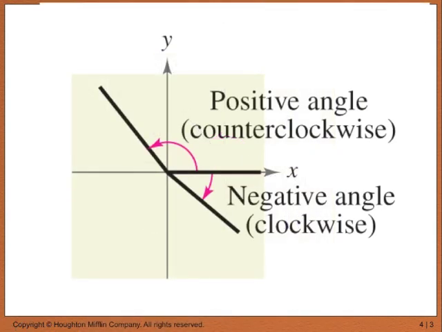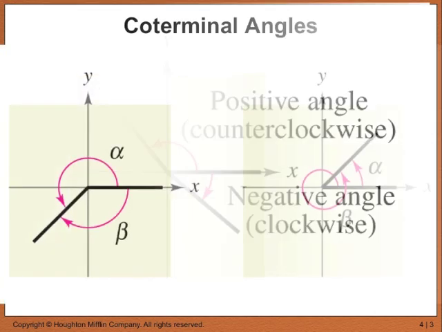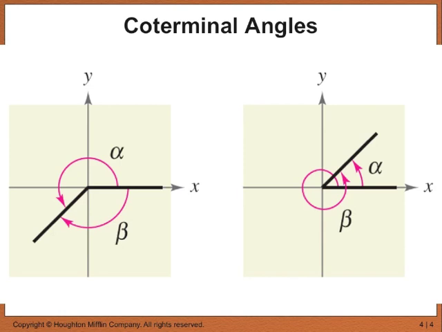Reviewing positive angles and negative angles. So positive angles go counterclockwise and negative angles go clockwise from the positive x-axis, which is the initial side. Coterminal angles just means that the terminal sides coincide, and so we have angle alpha, which has a terminal side in the third quadrant, and this angle beta, which would be a negative angle, has a terminal side in the third quadrant, and so these two angles, alpha and beta, would be considered coterminal angles.